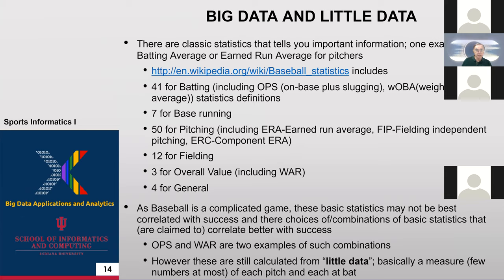There are 7 statistics that measure base running capability, how you can run from base to base, 50 for pitching. The one that's most famous, because even I who don't play baseball know about it, is earned run average, just the number of runs scored per out. 12 for fielding, 3 for overall, which is things like wins above replacement, and 4 for general concepts.